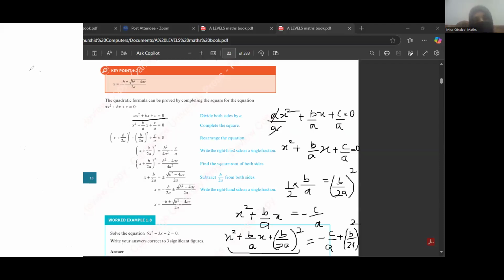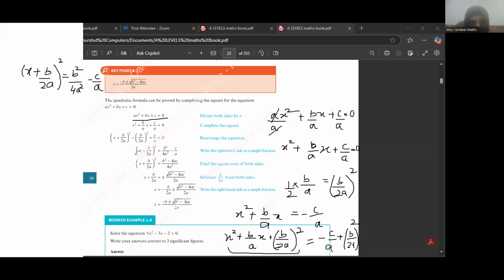So we have to close this formula. So we have a plus b, a plus b on 2a whole square. And on the other side we have b square upon 4a square, if you take the square of that term, we have 4a square, minus b upon a.